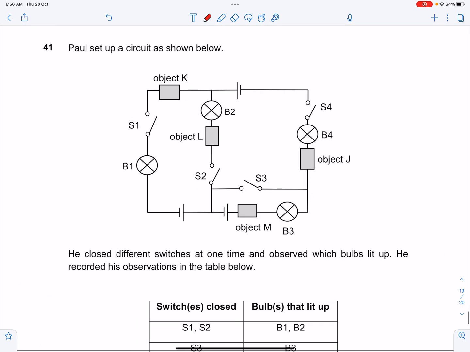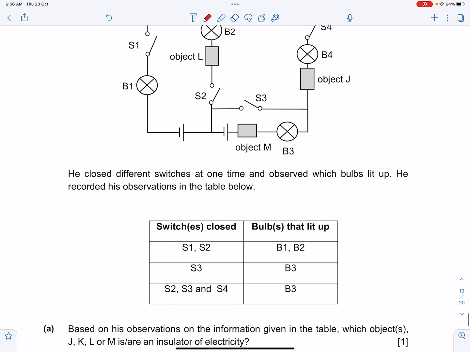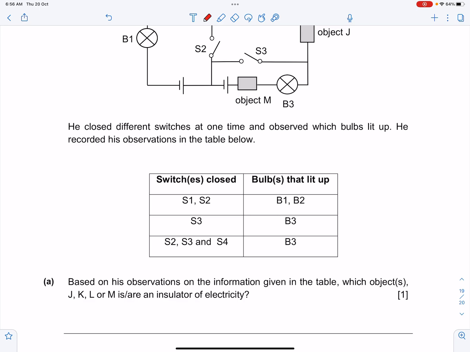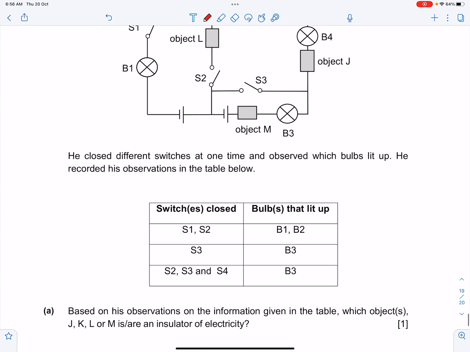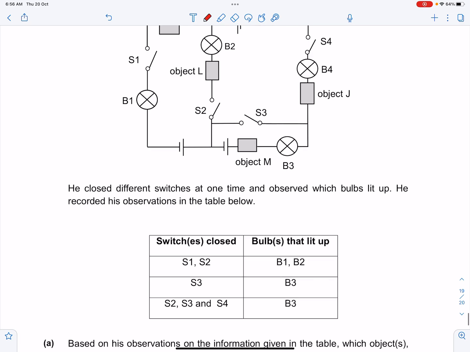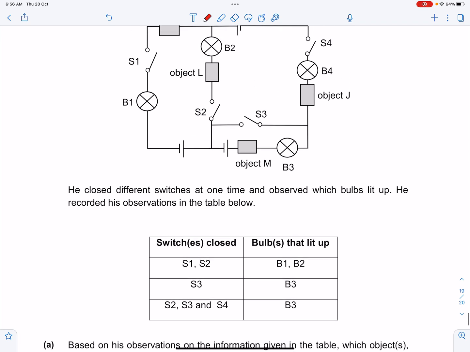Alright, next, Paul set up a circuit as shown below. He closed different switches at one time and observed which bulb were lit up. Okay, based on his observations on the information given in the table, which object, J, K, L, or M, is an insulator of electricity? There's only one way to do it, which is actually to close and then use a pencil to try and trace, right?